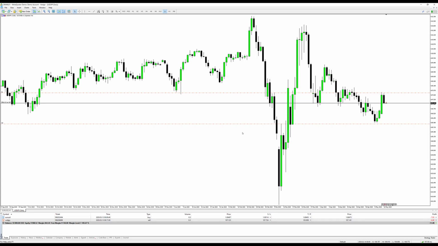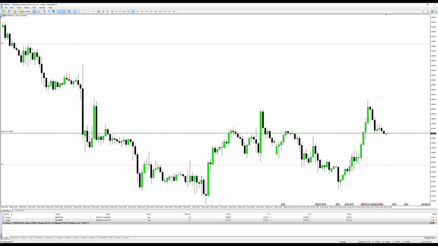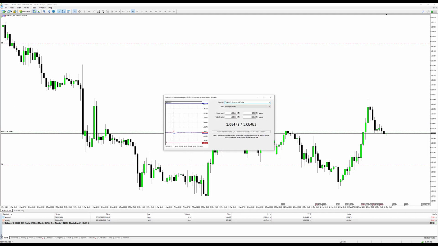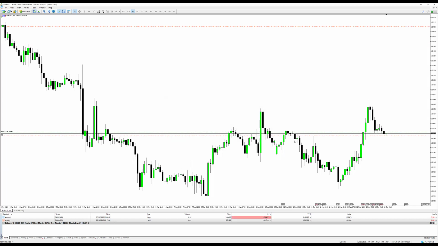If you are that person who's good at working with numbers, you can double click your entry line, then you specify the numbers manually. You see, for stop loss we put a 40 pip stop loss. This is on Euro USD. For take profit, we put 120 pips, and we modify.